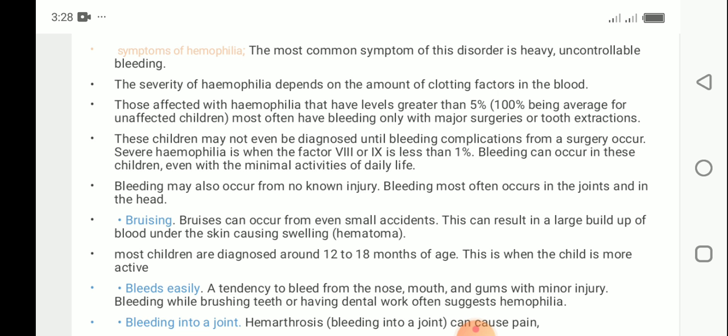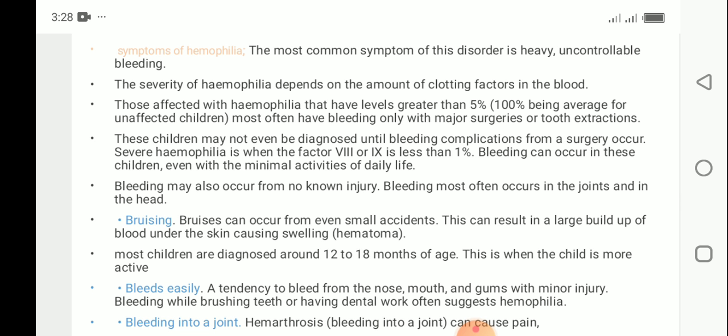Most children are diagnosed around 12 to 18 months of age. This is when the child is more active. And the next symptom is more bleeding. That means it bleeds easily. A tendency to bleed from the nose, mouth and gums with minor injuries also. Bleeding while brushing teeth or having dental work often suggests hemophilia.